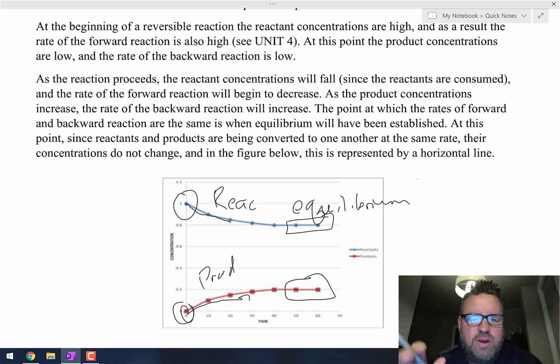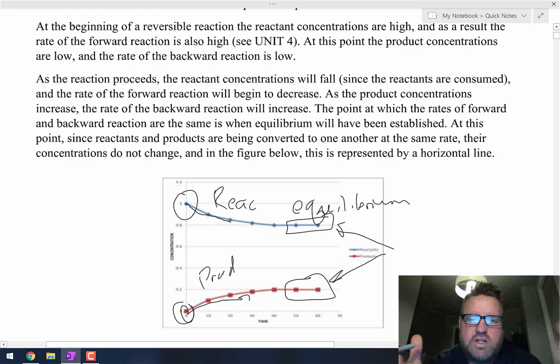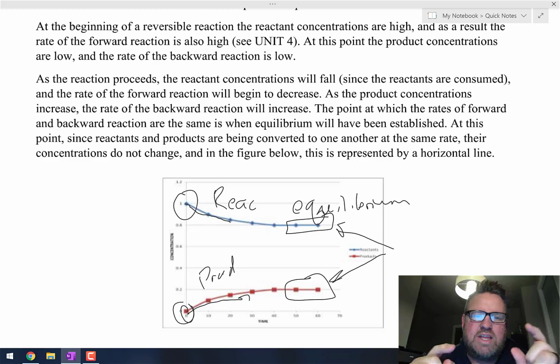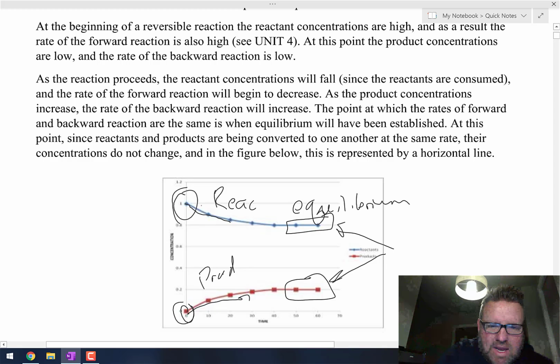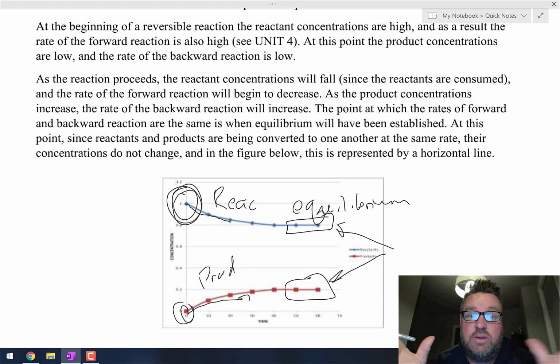All that equilibrium means is that, from our point of view, it looks like the reaction has stopped, which means the concentrations are going to remain the same. But what it really means is that the rates of the forward and the reverse reaction are now equal to each other. Clearly, at the very beginning of the reaction, the rate of the forward reaction is going to be fast, and the rate of the reverse reaction is going to be 0 because there are no products.